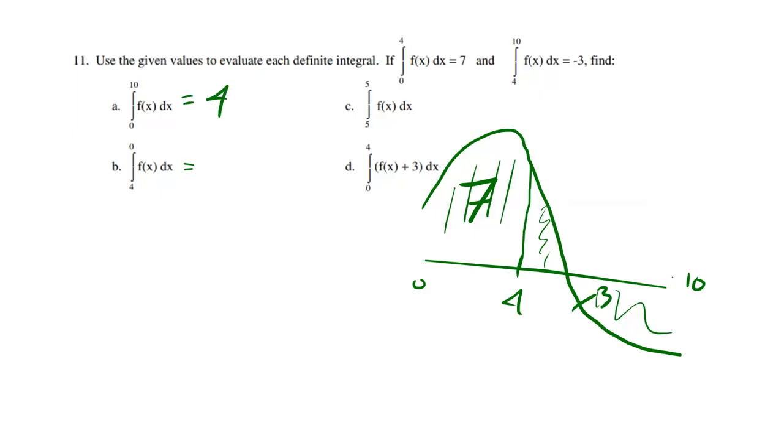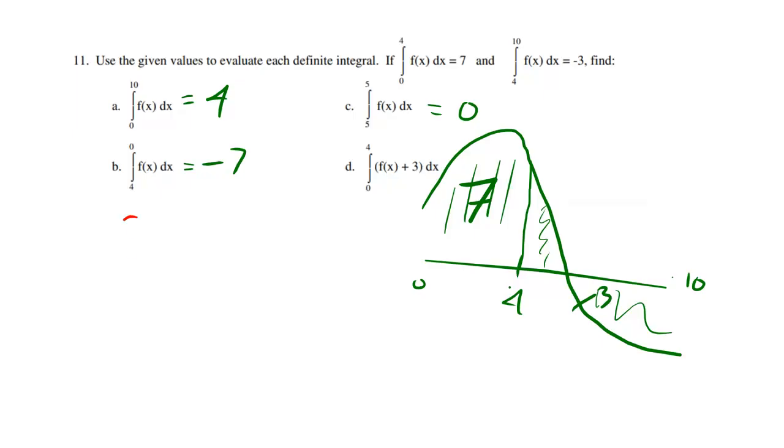Part B. If instead of going from 0 to 4, I went 4 to 0, it just flips the sign, so I get negative 7. The area underneath at the point x equals 5? Well, that's 0.